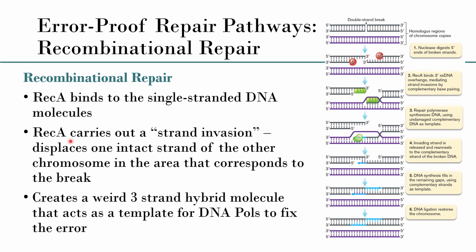Then what RecA does is something called strand invasion. It's going to come and displace one of the strands from the correct sister chromosome and pull it over to where the damaged DNA is. We are then going to have a really interesting three-stranded DNA molecule here, and we will use DNA polymerase to use one correct strand as a template to fix the broken strand, and that helps us fix the error, and then we just seal the backbones back together.